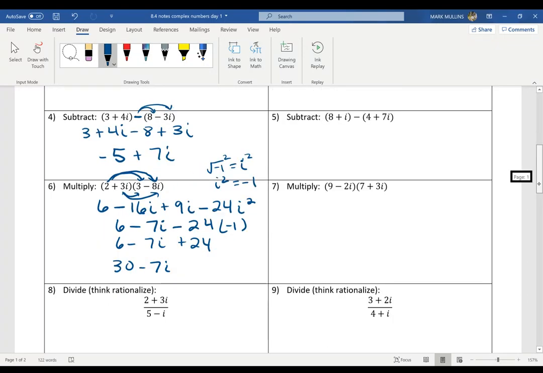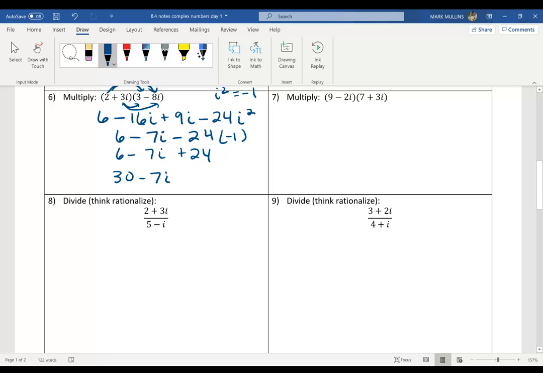On our last problem, we're going to divide this out. And just like we don't like square roots in our denominator, we don't like i's in the denominator either. So I'm going to multiply by the conjugate. So remember conjugates from yesterday, we keep our real part, but we change the sign on the imaginary part.